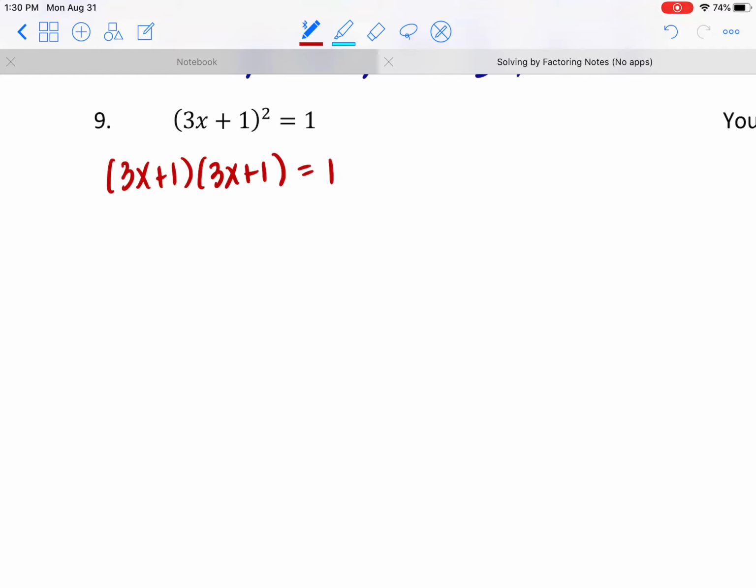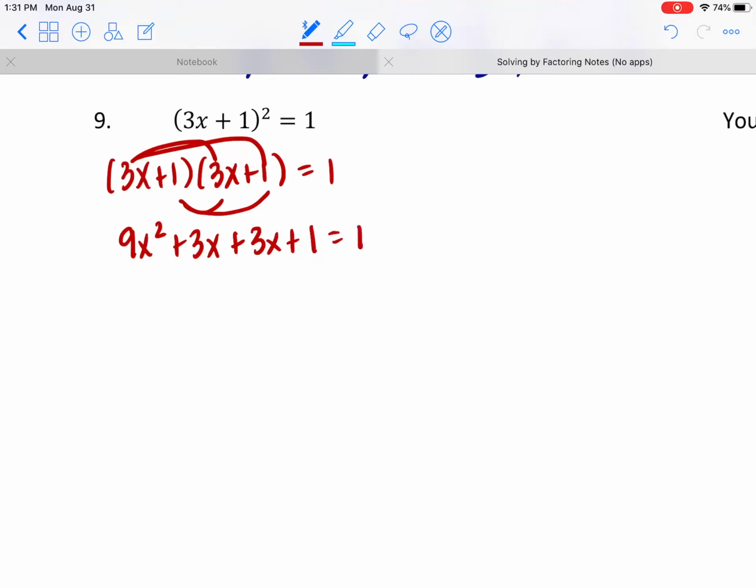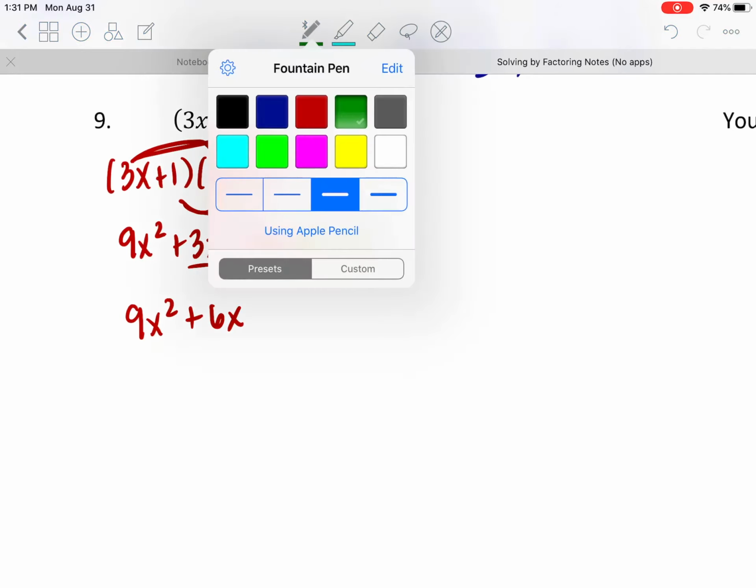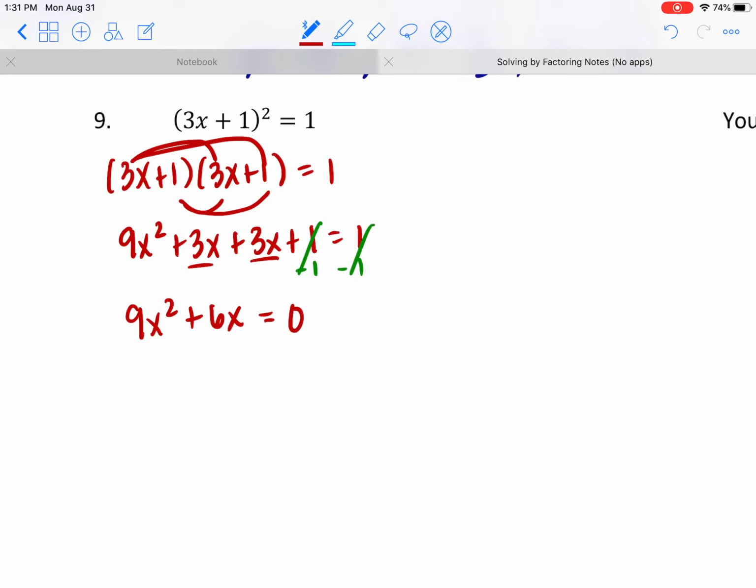And in the place of that 1 there, we need a 0, and I can't subtract it until I actually multiply this out. So I'm going to have a 9x squared, a 3x, another 3x, and then a plus 1 equal to 1. So that's 9x squared, 6x total, and now I can subtract the 1 over. If I subtract the 1, both of those cancel, and so I'm left with just those two terms equal to 0.